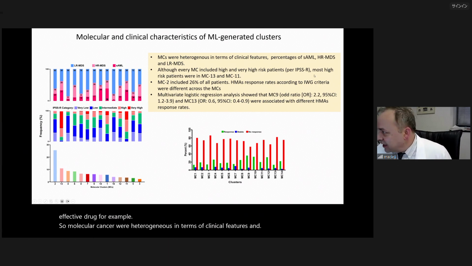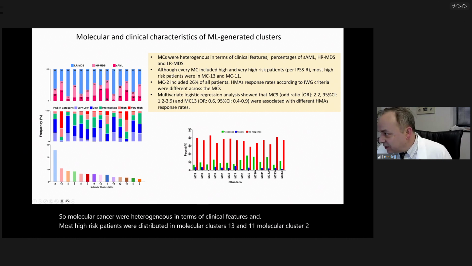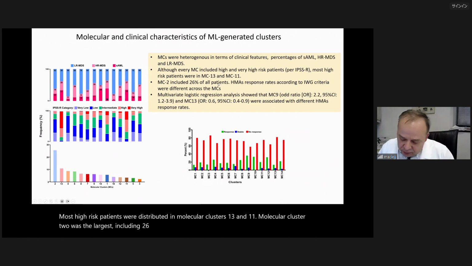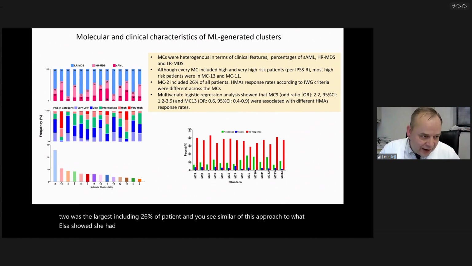most high-risk patients were distributed in molecular clusters 13 and 11. Molecular cluster 2 was the largest, including 26% of patients. And you see the similarity of this approach to what Elsa showed. She had a quite higher number of clusters.